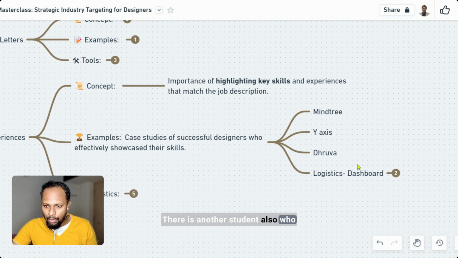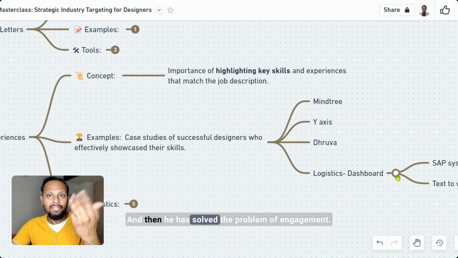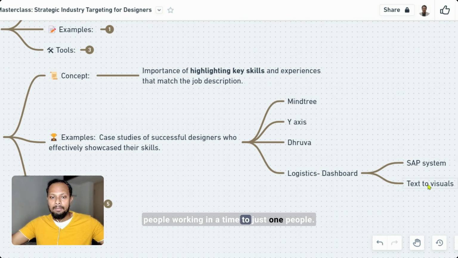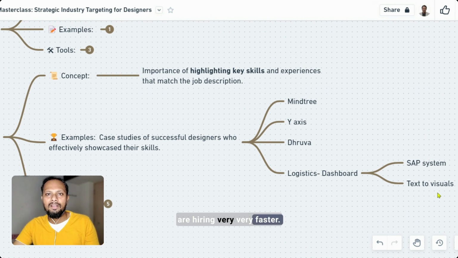There is another student also who applied for a logistics dashboard system. In fact, there was some SAP system problem, and he converted all of their dashboards in the logistics into visuals. And then he solved the problem of engagement, and he solved the problem of 2-3 people working at a time to just 1 person. By showing this value proposition, people are hiring very, very fast. So I can tell you, this has worked for many people.